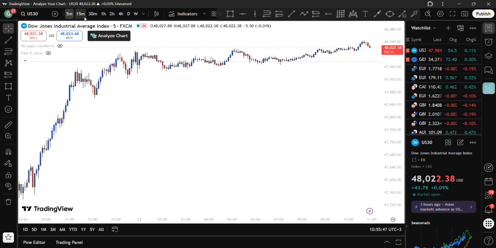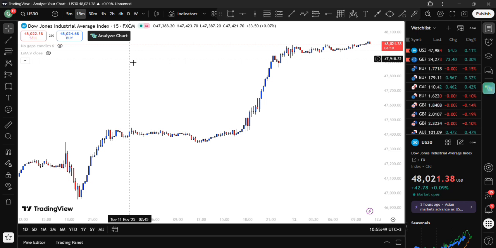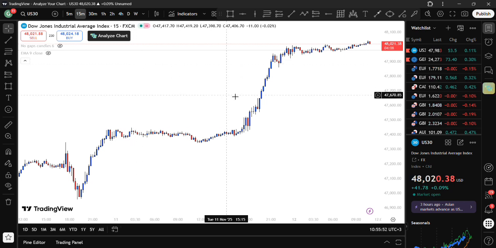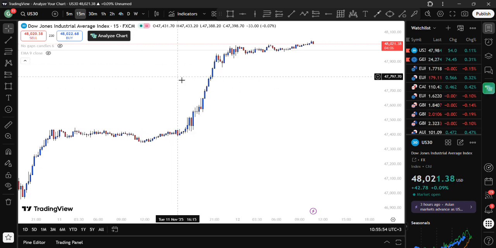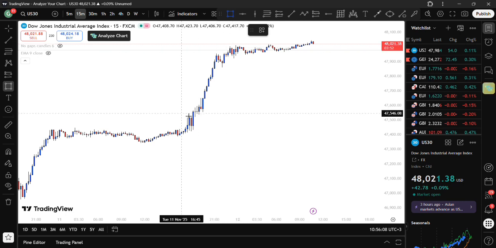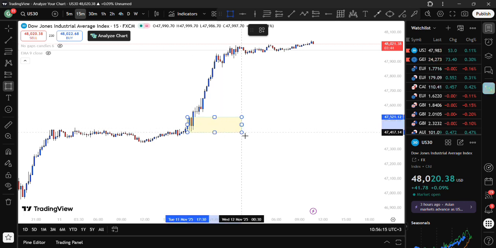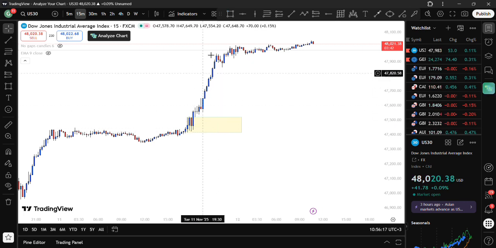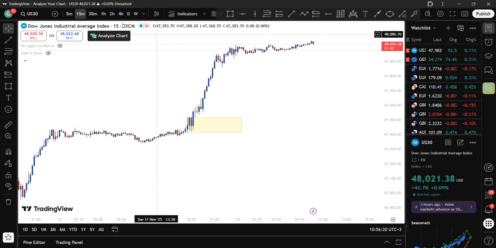So for the strategy, you'll first go to the 15-minute time frame, then you go and mark out the first 15-minute candle of the open of the New York Stock Exchange, that is at 5:30 p.m. Kenyan time. So we take the rectangle, then we go and mark the candle, that is the first 15-minute candle, as you can see, like that. Then the next thing, you will proceed to the 5-minute time frame.